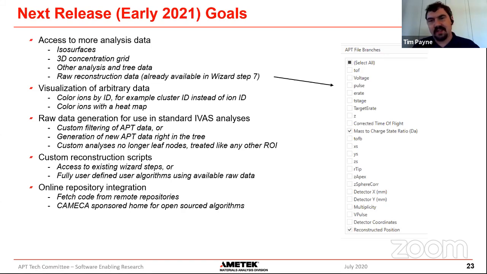And also you can get access to any type of raw data available. Right now, you can just see kind of your standard POS data, XYZ mass. In the future, you'll be able to see any of the things on the right side of the screen here. Also, we're adding a lot of new visualization options. So you can see arbitrary data from your APT file. So if you add new APT data items, you'll be able to visualize those without having to write your own visualization code.